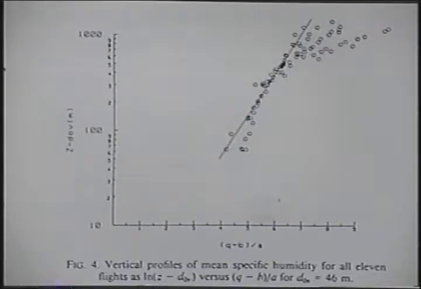Then higher up, at a height of about 200 to 300 meters, which is roughly 150 to 200 times the roughness height, again, they diverge. And we don't have that similarity anymore.